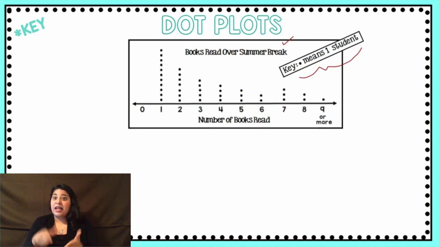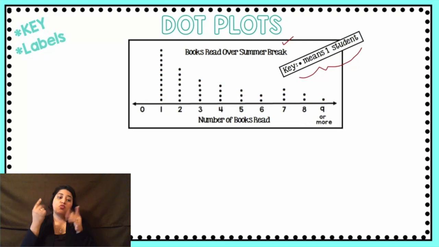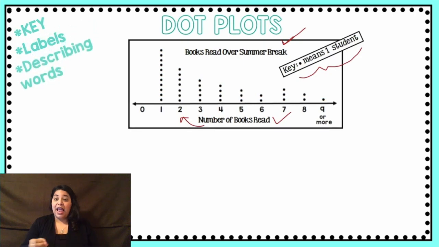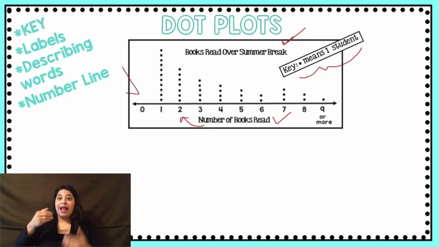The other parts of the graph that you really need to pay attention to are the labels. So I see that my books read over summer break is my title. Number of books read at the bottom is a label, and that's telling me that these numbers represent the number of books read. The describing words, pay attention to those, and number lines. Dot plots have number lines. That's a big part of reading a dot plot.